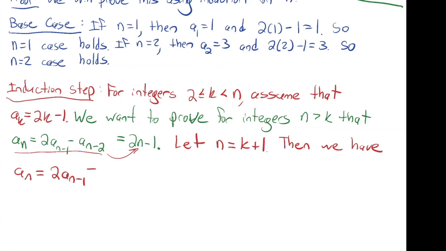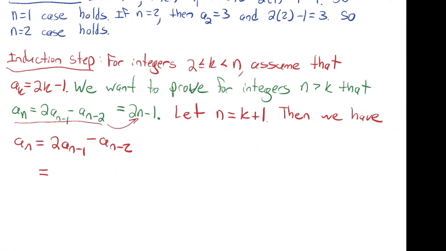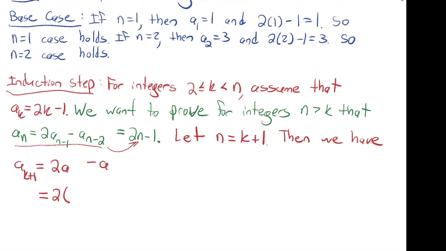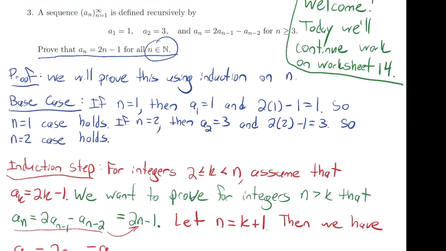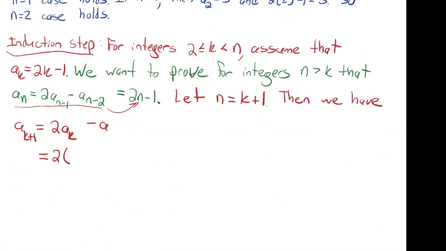And then we would have a sub n defined recursively like this. And now we can use our induction hypothesis. I could leave it alone with n, or I could do it with k plus 1. If I do it this way, a sub k plus 1, then the first term would be 2 times a sub k minus a sub k minus 1. So we need the 2 previous terms to get the k plus 1 term.